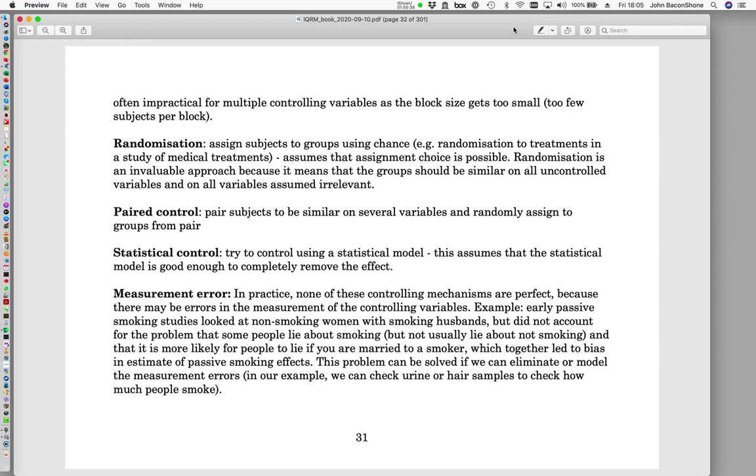We can do, for example, urine or hair sample tests to check how much people smoke. So there are ways of checking now to see whether people are telling the truth, and we can take even account of the fact that people lie in our models. We can account for that measurement error. So the problem was simply that we hadn't taken account of the measurement error in the early models.